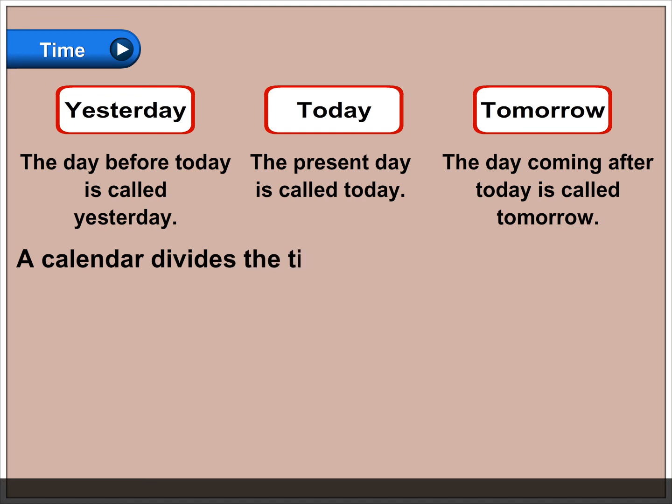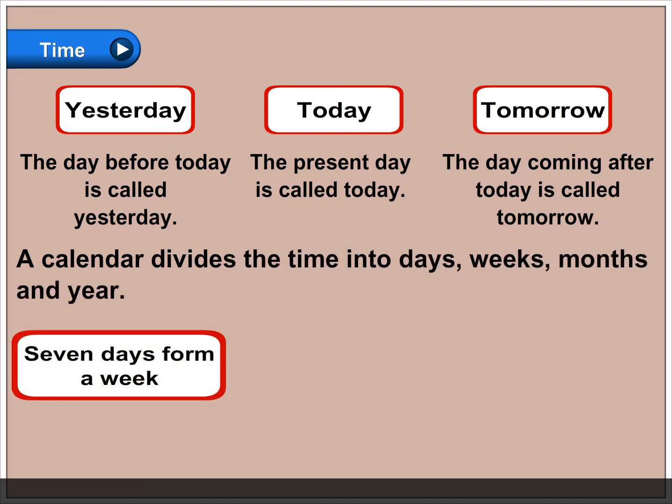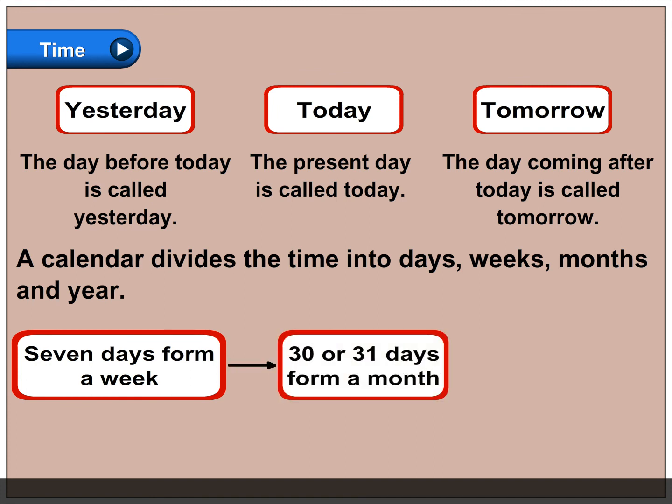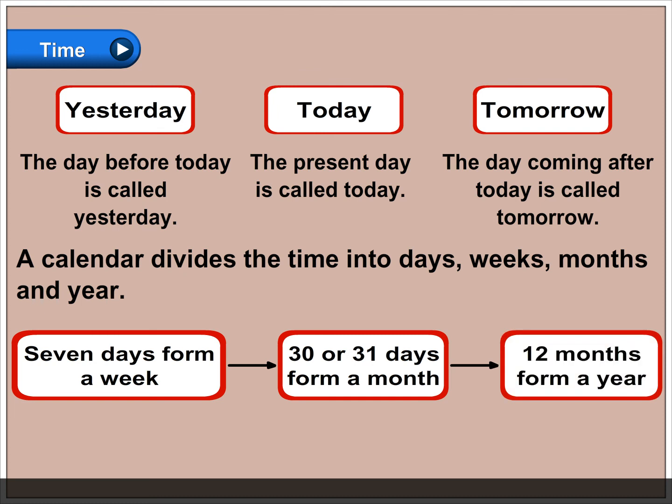A calendar divides the time into days, weeks, months, and years. 7 days form a week. 30 or 31 days form a month. 12 months form a year.